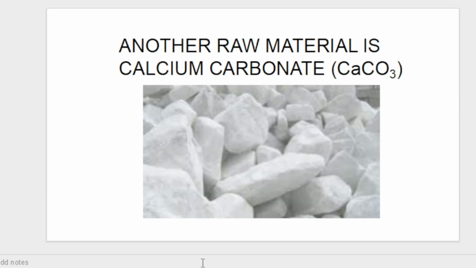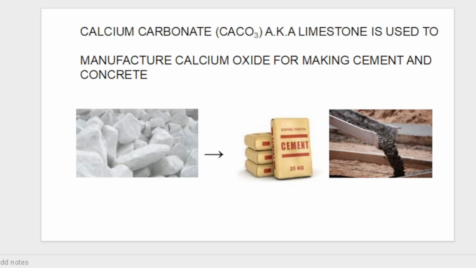Let us look at another raw material called calcium carbonate, CaCO3, also known as limestone. Limestone, being calcium carbonate, is a raw material for chemical industries. It is used for the manufacture of calcium oxide for making cement and concrete. You can see the picture.